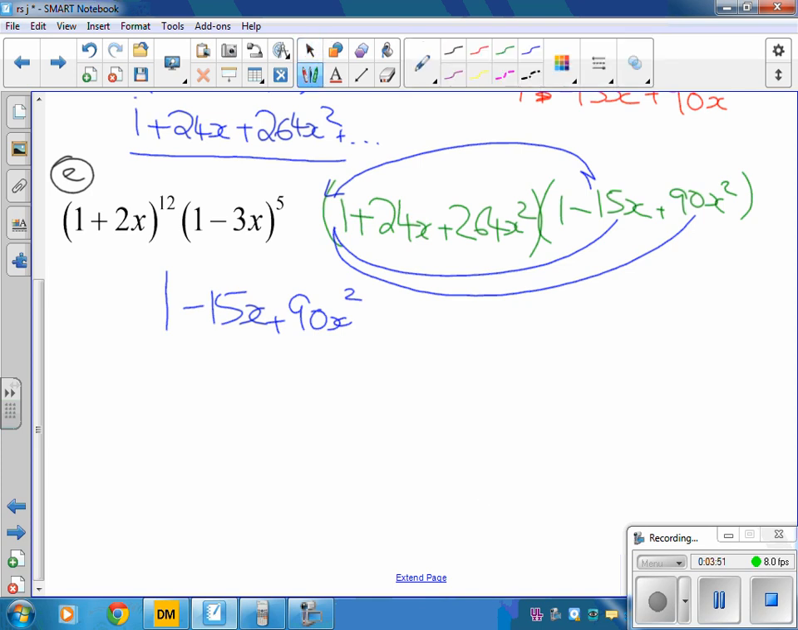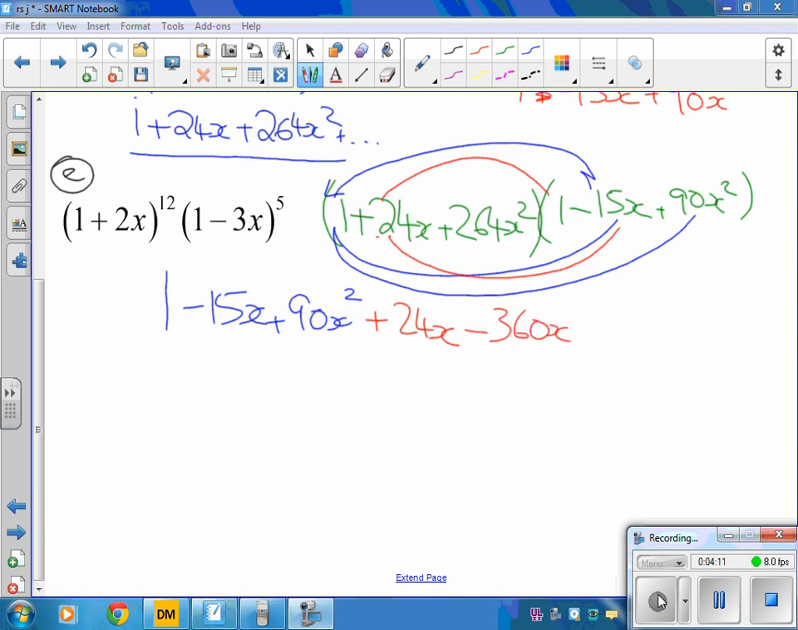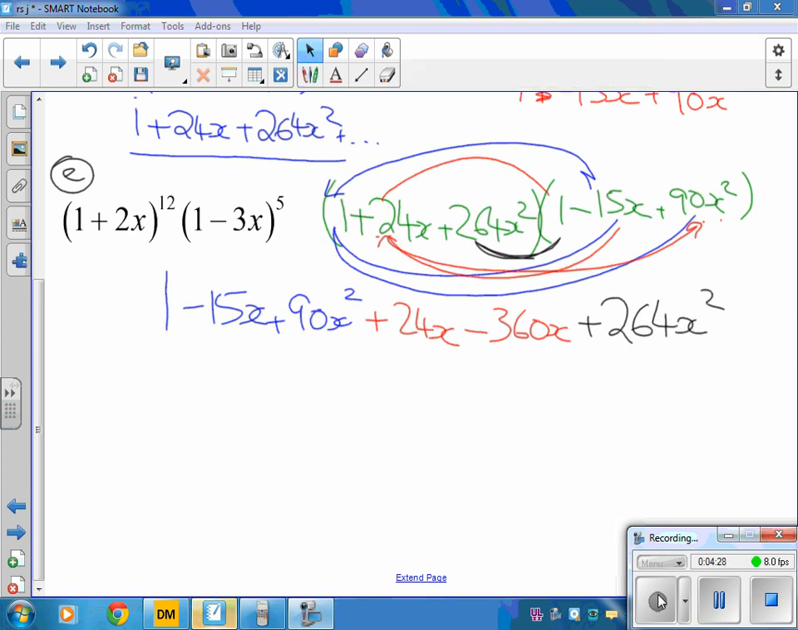Now I'm going to do the 24. 24 times 1, I've got 24. 24x times minus 15. Well, let's just pause for a second. I should have known that, it's 360. So I've got minus 360 x squareds from those two times together. And I'm not actually going to do this because the 24x times 90x squared is going to be an x cubed, and I don't want any x cubes, I only want the x squareds. Now on to the next one. Well, I'm going to do these two times together. That's 264 x squareds, and that should have been an x squared there, shouldn't it?